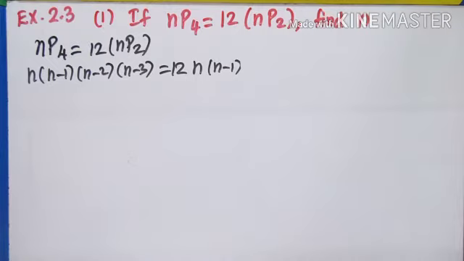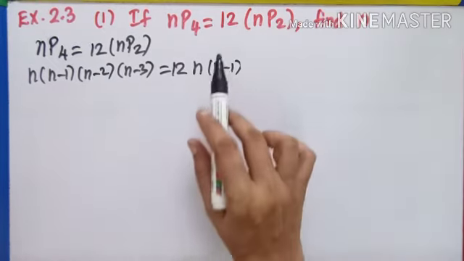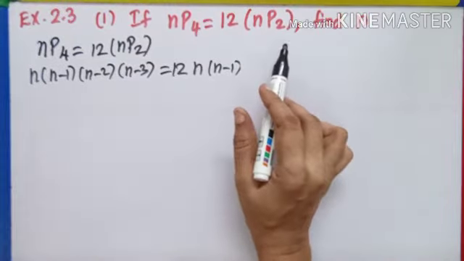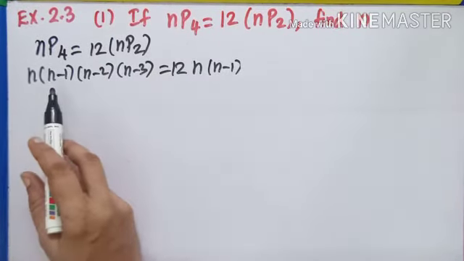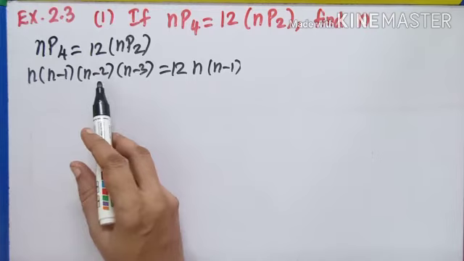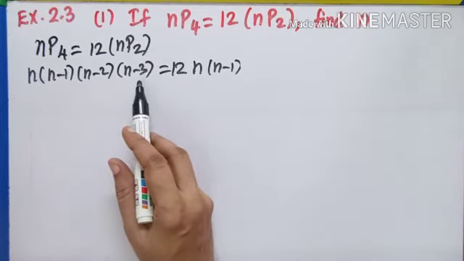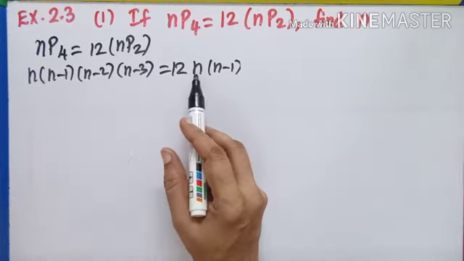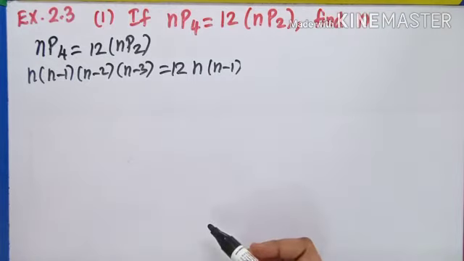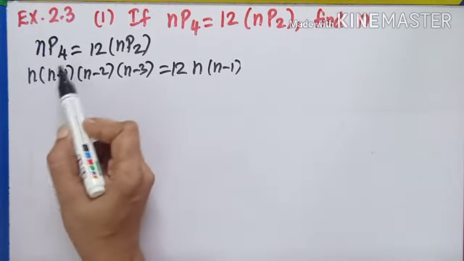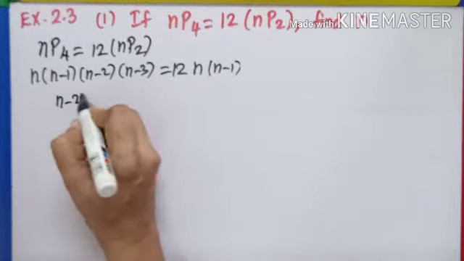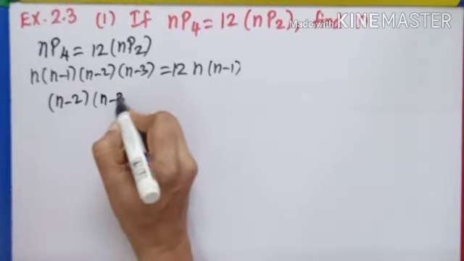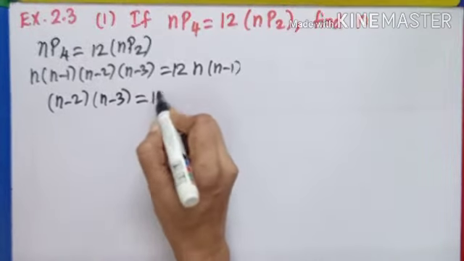Exercise 2.3, question number 1. If nP4 equals 12 nP2, find n. How to expand nP4? n into n minus 1, n minus 2, n minus 3. How to write nP2? n into n minus 1. Now, which can I cancel? n and n minus 1. What is remaining? n minus 2 into n minus 3 equals 12.